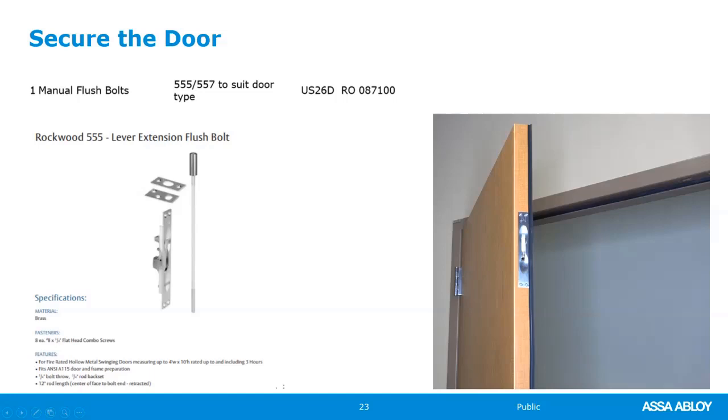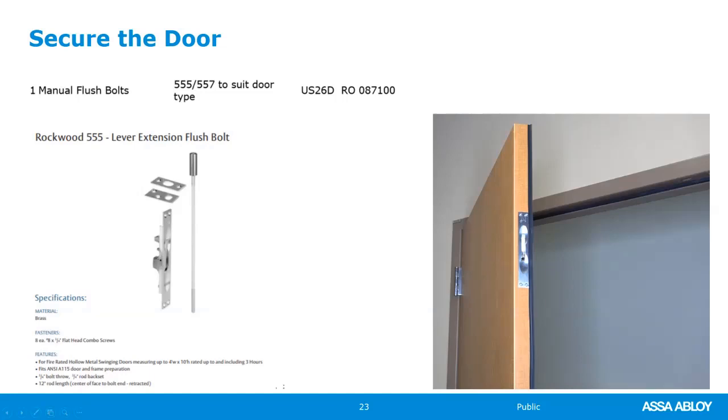The reason that we ended up using the type of flush bolt that's going to be used for a metal door in a wood door is because this is 12 inches down to the center from the top of the door. So for a 7-foot high door, this made it easier for the nursing staff and anybody that's height challenged like myself to be able to reach up and flip that lever.